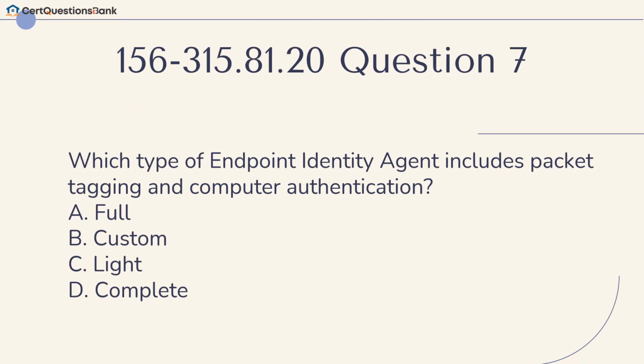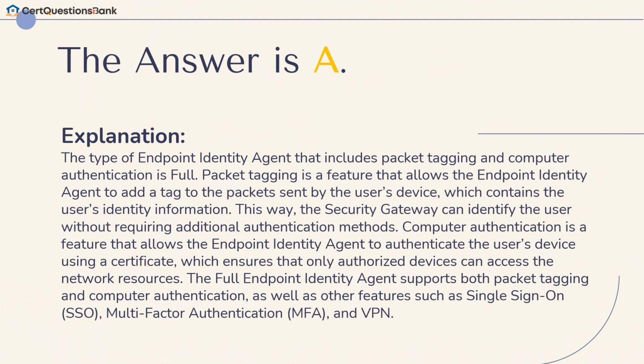Which type of endpoint identity agent includes packet tagging and computer authentication? A. Full. B. Custom. C. Light. D. Complete. The answer is A. The type of endpoint identity agent that includes packet tagging and computer authentication is full.